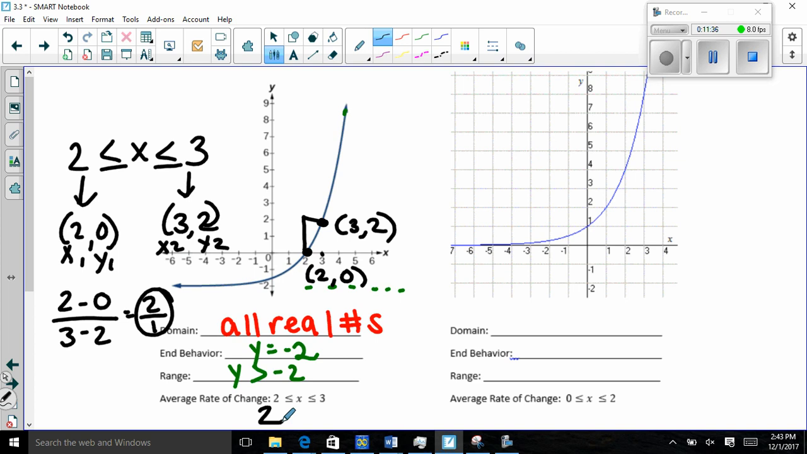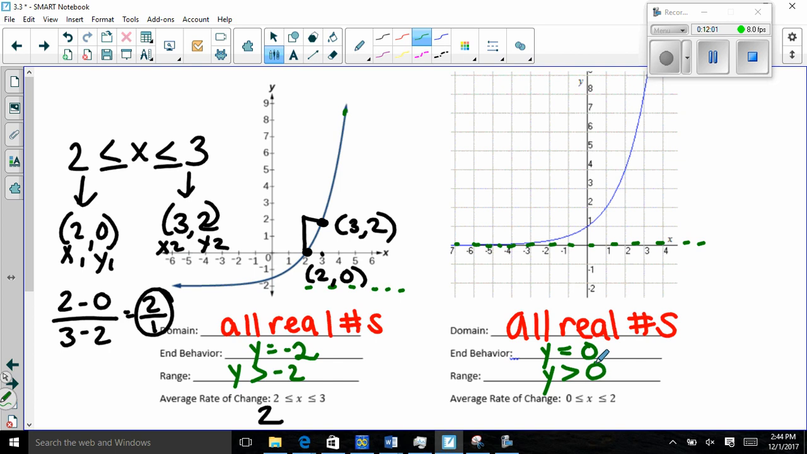This one, I know the domain is always all real numbers. And for end behavior, that's my asymptote. If I look right here, it's veering off towards where y equals 0. I know that these y's are greater than 0, so y's got to be greater than 0.